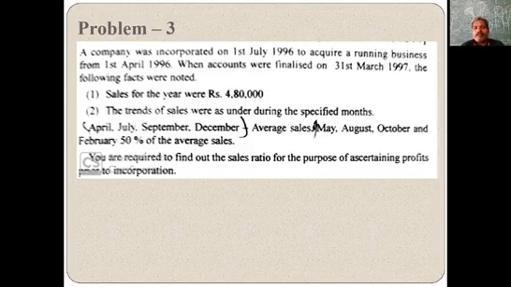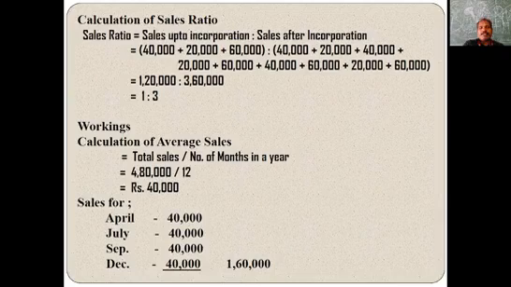That means we will take sales from 1st April 1996 to 1st July 1996, then 1st July 1996 to 31st March 97. Then only we should calculate the sales ratio. First we should calculate the sales, after that we will work out the sales ratio. So first you should list out the sales ratio formula: sales ratio equals sales up to incorporation is to sales after incorporation. After that we should leave some spaces.